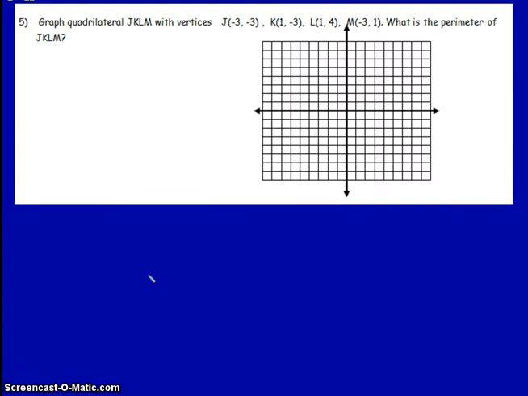With that being said, I'm going to let you try number 5 on your own. And I got a perimeter of 20 units when I did number 5.